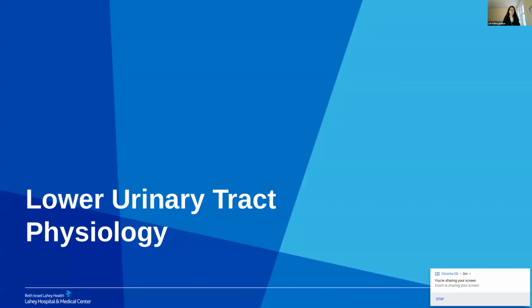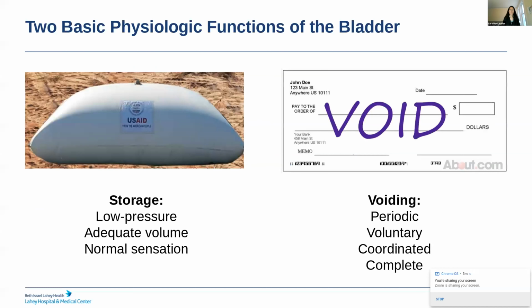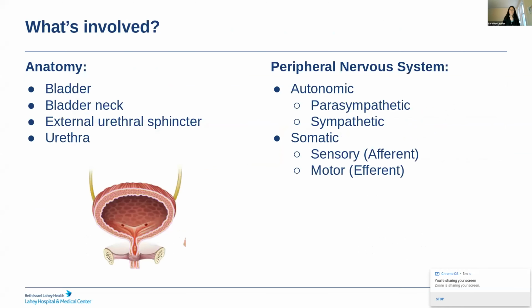All right, so to talk about the normal physiology first. The bladder itself has two basic physiologic functions. If you think about it in your head as two buckets of function, one is storage. It needs to provide low pressure storage that provides adequate volume with normal sensation. And the second function is voiding. You want the bladder to be able to provide periodic voluntary voiding that's performed in a coordinated and complete fashion. So what's involved in Micturition?